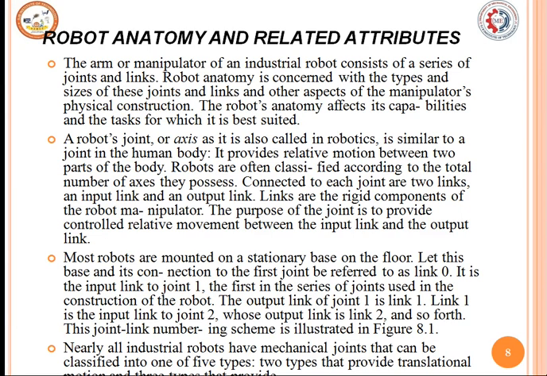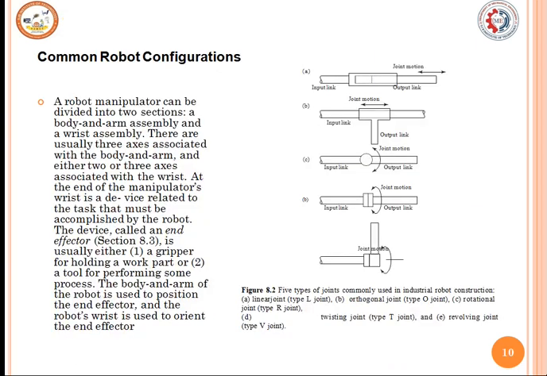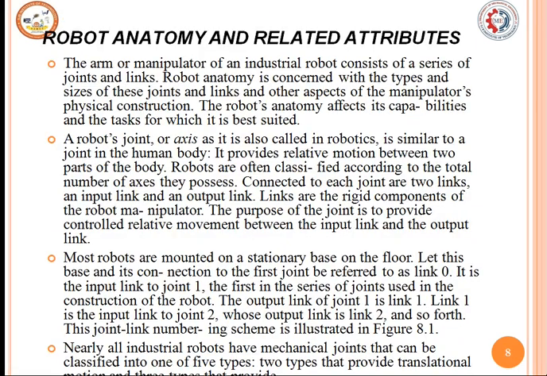The numbering is given as follows: the base is referred to as link 0, which is the input link to joint 1. Joint 1 is the first in the series used in the construction of the robot, and the output of joint 1 is link 1. Link 1 is the input to joint 2. Like this the series is extended. All industrial robots have mechanical joints that can be classified into 5 types. Here it is provided in detail.